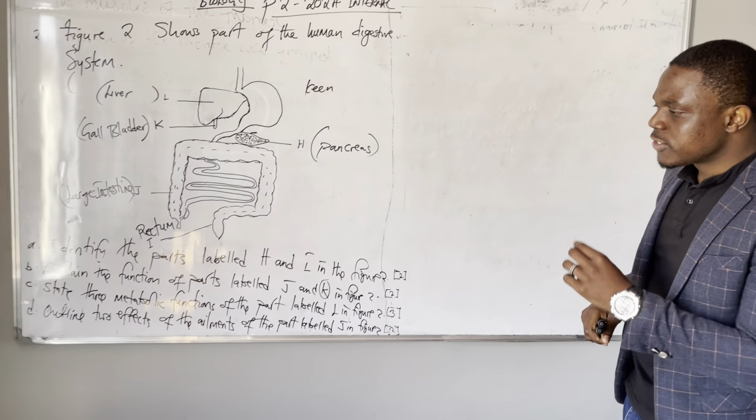Then also we can talk of sugar level regulation. With sugar level regulation, the liver helps in converting excess glucose to glycogen. Converting excess glucose to what? To glycogen.